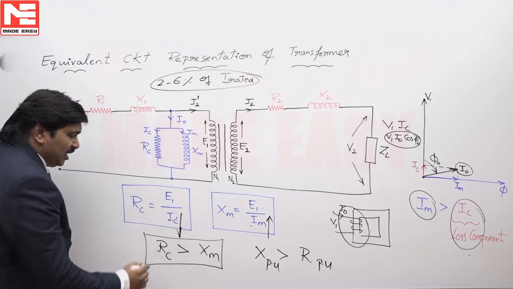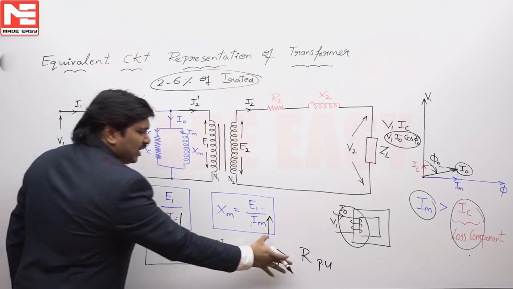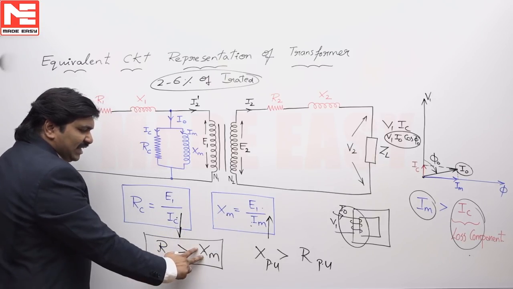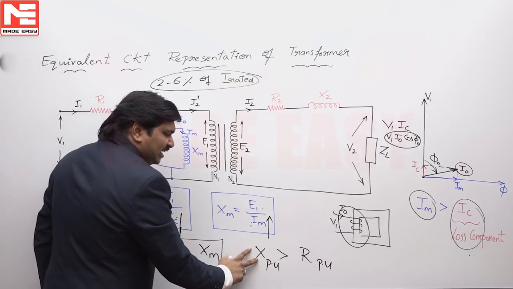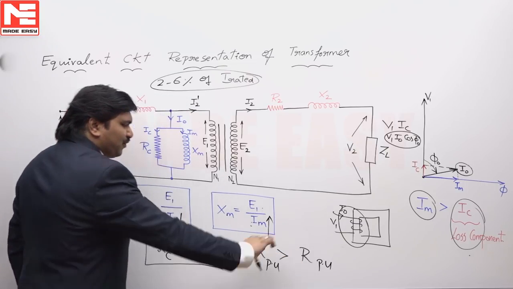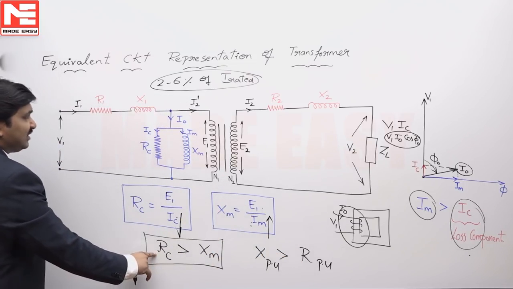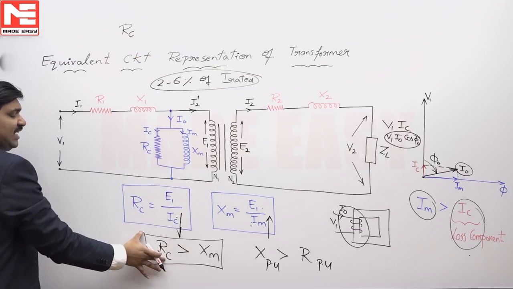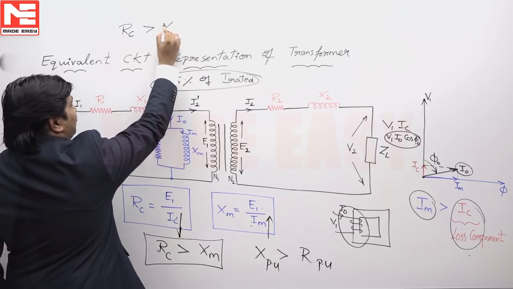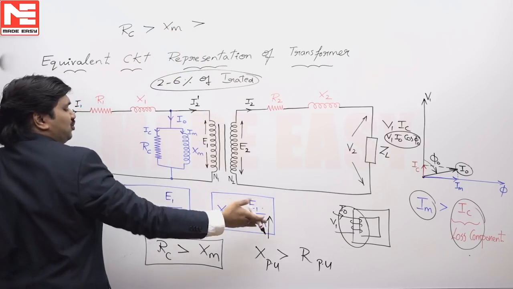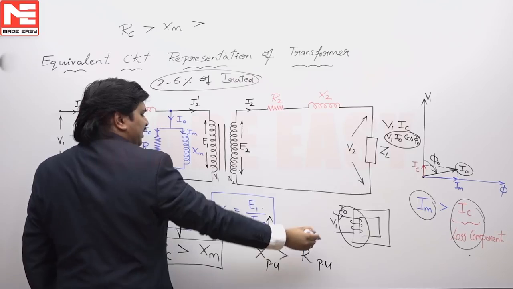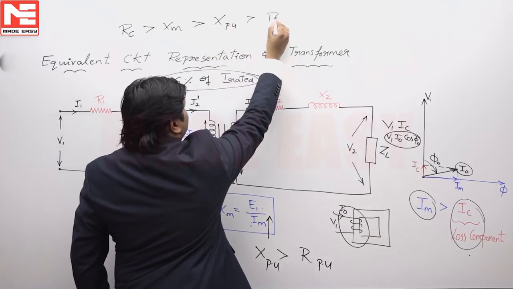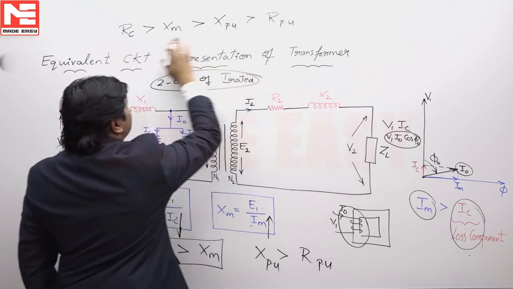Finally, these values are very big compared to these values, and individual relationship, here RC is greater than XM, here X is always greater than R. So, finally, if you form a relationship, in these two RC is greater one. So, RC first comes, highest one, next XM, next only those values. In these two, the least one is R, X per unit, R per unit. That is the relationship.